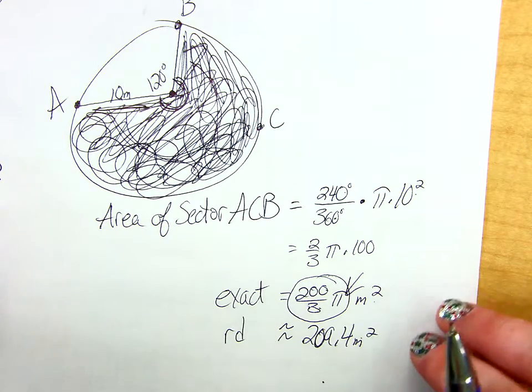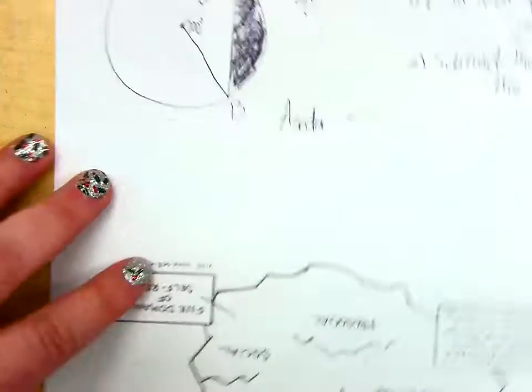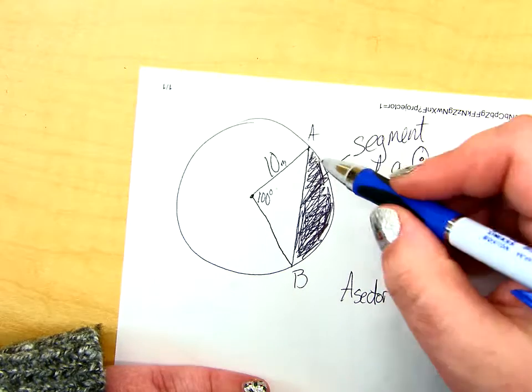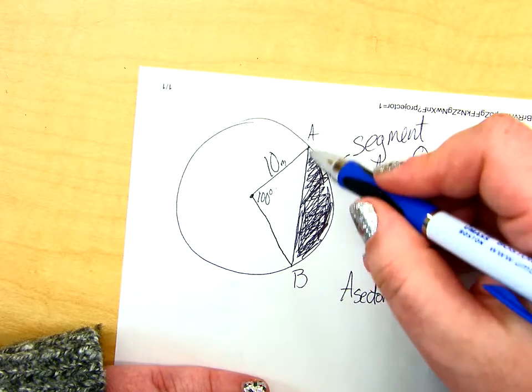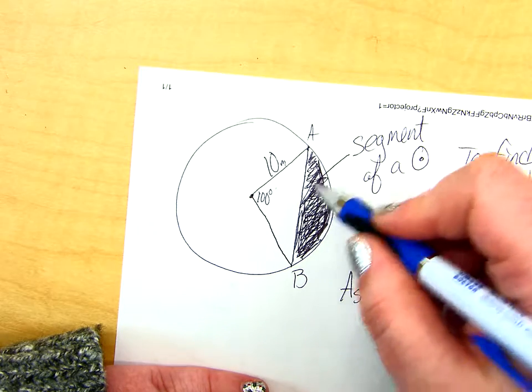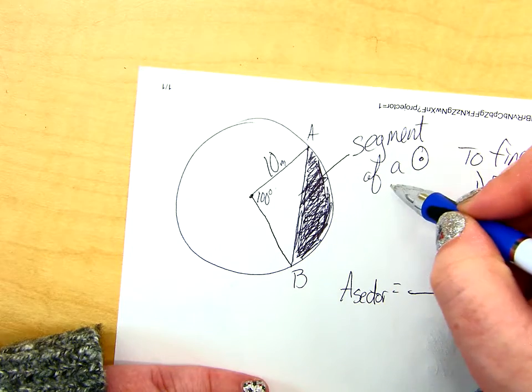Now, we're talking about segment of a circle. So a segment of a circle is when you draw a chord, and it's the area between the chord and the edge of the circle. So this whole shaded region is referred to as the segment of a circle.